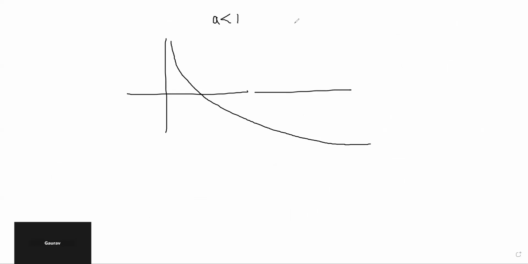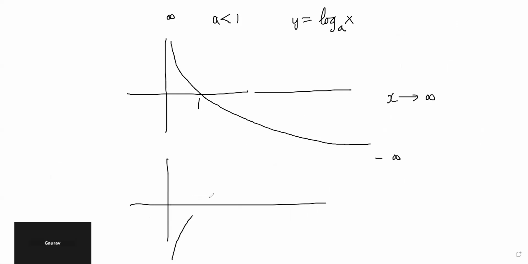This is for a less than 1, graph of log ax. Again, this is 1. It is going to be infinity here and it is going to go down to minus infinity as x tends to infinity. So the normal graph of log function is like this. This is just the reverse of it. This is for the case where a greater than 1. Do you understand what I'm saying? You can verify this by using some examples and trying to plot a basic graph, right?